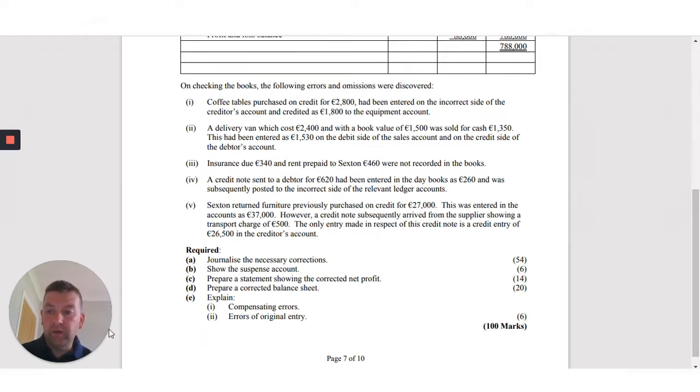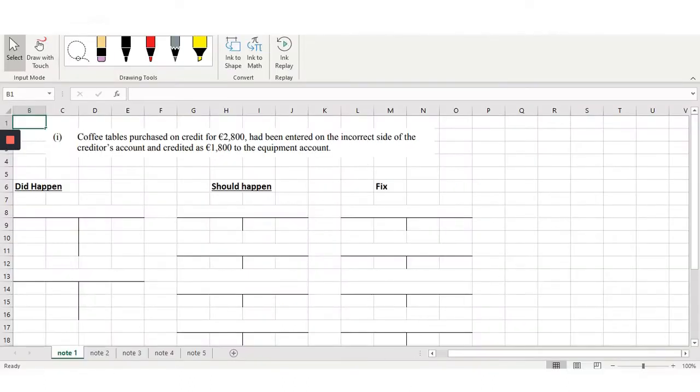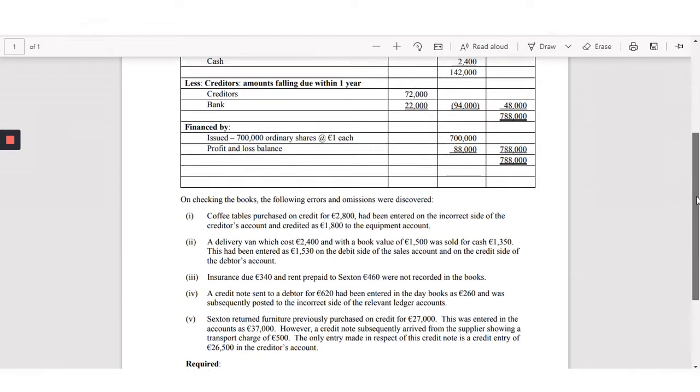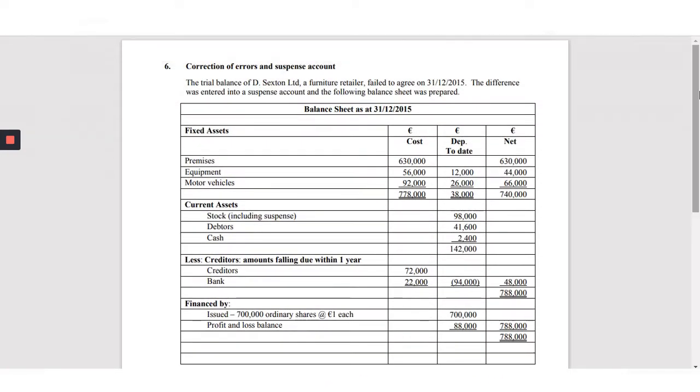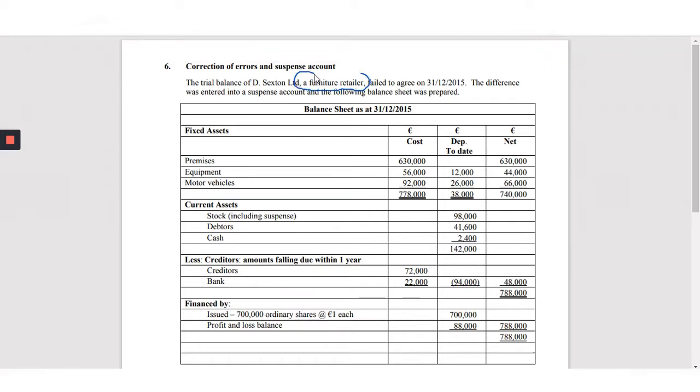I will hide my own video and we'll use an Excel spreadsheet. So, note number 1. Before we start, I must highlight one of the first things you need to look at in these questions: what is the occupation of the business we're dealing with. It's right up in the very top line. With this one, I'm going to highlight in blue, this person, D Sexton, is a furniture retailer.